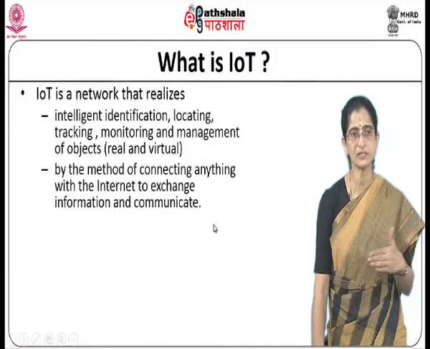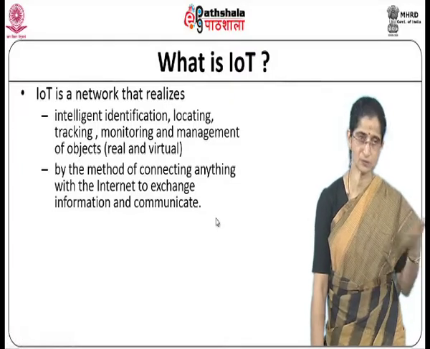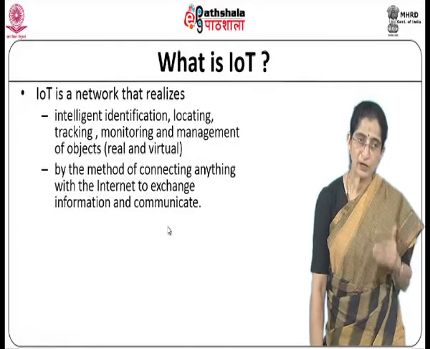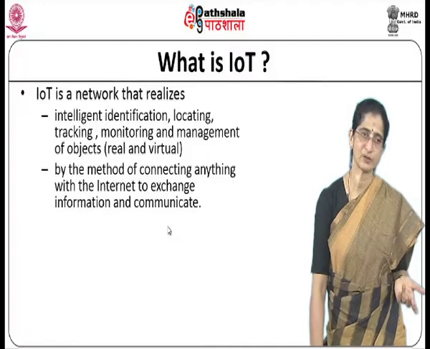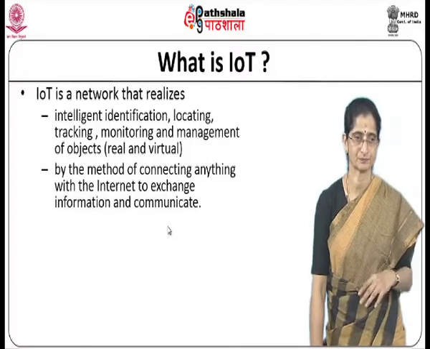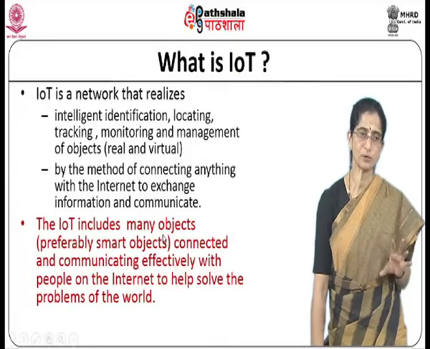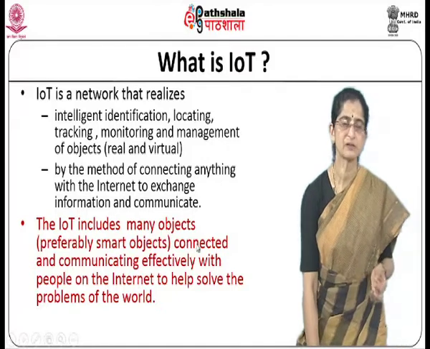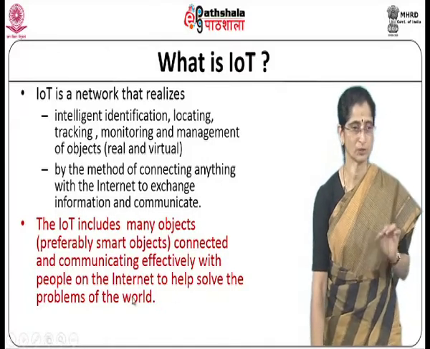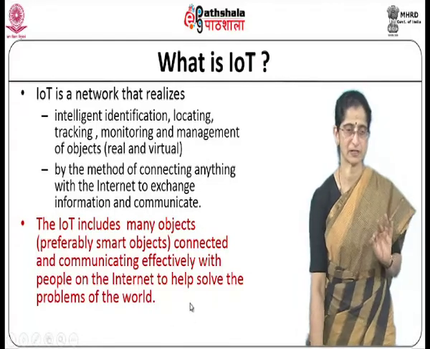Which means we are talking about connecting not just computers to one another, which is what the internet does, and through that humans to one another, but now we are talking about things being connected to one another, things talking to humans, and things talking to machines and so on. So, it basically includes many objects, preferably smart objects, which are connected and which communicate effectively with people on the internet to help solve the problems of the world. So, that is the idea that we are expecting IoT to do.